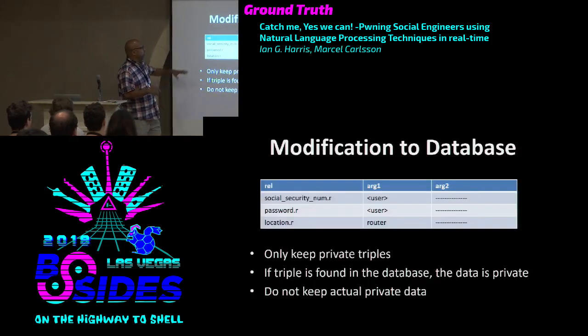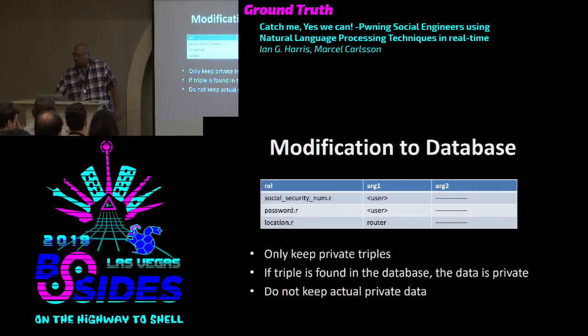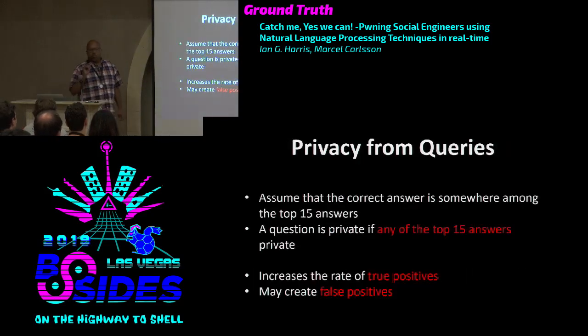One thing we do is, like I said, we strip the database down to just the private facts, information about all the private facts. The other thing is that we use the top 15 queries. We don't just take the top 1 query and find the answer. We take the top 15 queries, search them all in the database, and if the answer is found in there, then we say it is private. What that'll do is increase the rate of true positives, because if the right query is the 2nd or 3rd rank, we'll find it. So we end up getting correct 99% of the time.